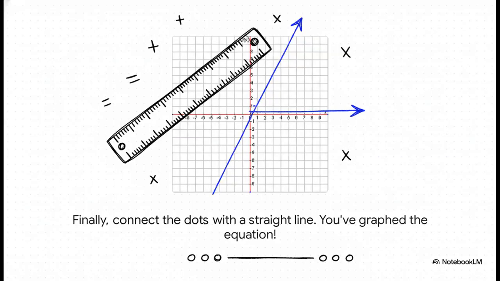And here comes the best part, the really satisfying bit. You just take a ruler or anything straight and connect those 2 dots with a line. And that's it. Every single point on that line you just drew is a solution to that equation. We put some arrows on the ends to show it keeps going forever, and you've done it. You've just translated that algebra code into a real picture.